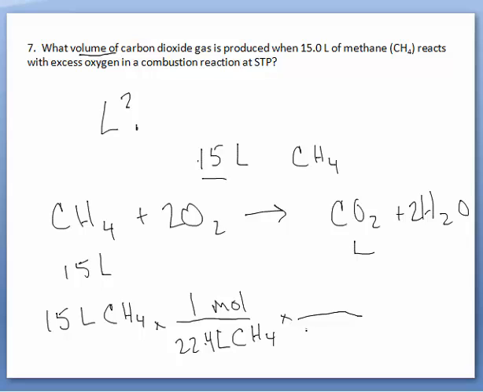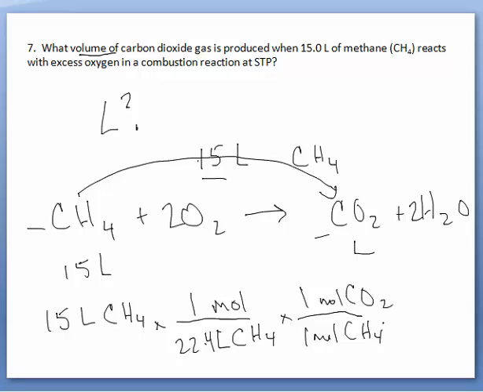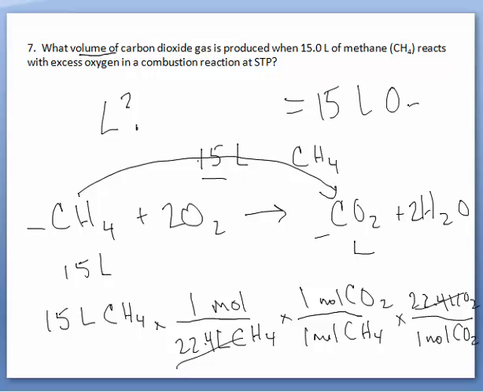And then I'm going to go 1 mole CH4 for every 1 mole carbon dioxide. So we're doing the mole ratio from here to here. So it's 1 to 1. So I have my numbers 1 and 1. And then I'm going to go 1 mole carbon dioxide, and I want liters, so 22.4 liters of carbon dioxide. So what you'll see is the 22.4s are going to cancel. So if you do the math here, you're going to end up with 15 liters of carbon dioxide. Alright, so let's move on to the next one.